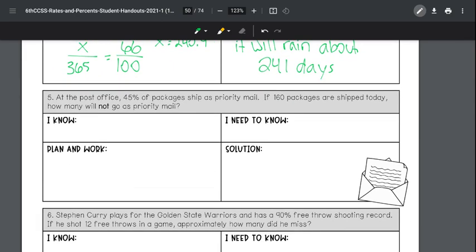At the post office, 45% of packages ship as priority mail. 45% are priority. If 160 packages are shipped today, how many will not go as priority mail? We know there's 160 total per day. I need to know how many not priority.